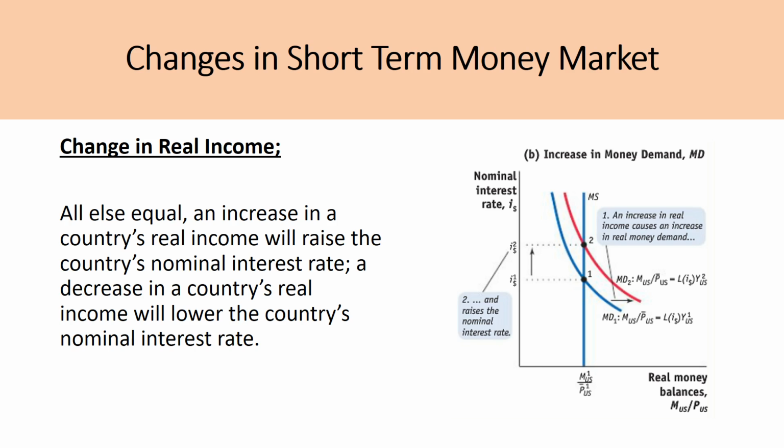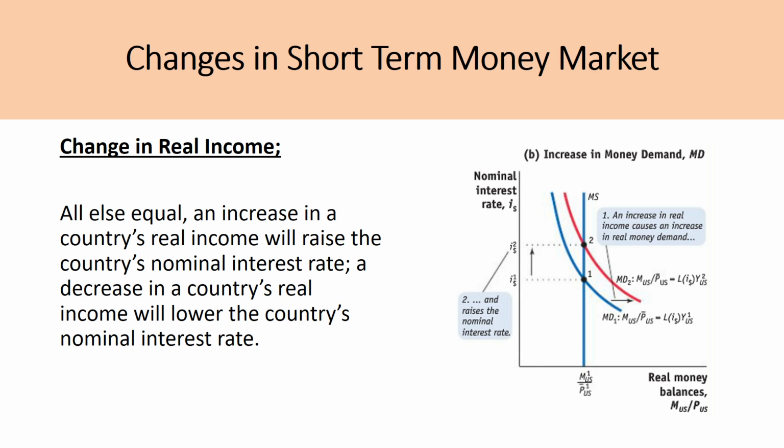Now, if it's a change in real income, real income is represented by the money demand line, right? And so if real income increases, this money demand curve over here shifts to the right. If real income decreases, it shifts to the left. So that's the easiest way to explain it. And as you can see, a rightward shift will result in a higher equilibrium interest rate. And that makes sense.